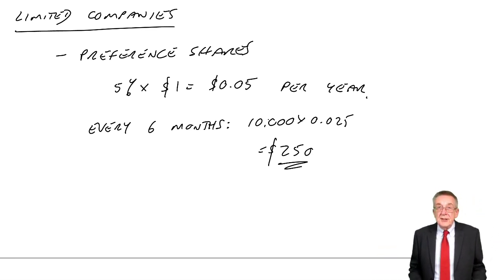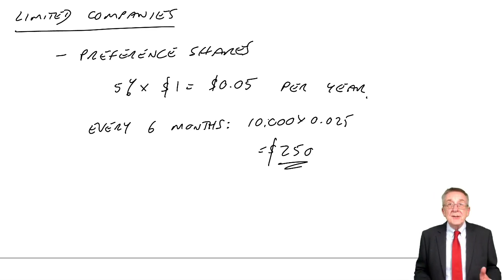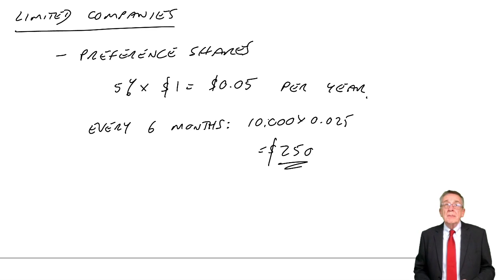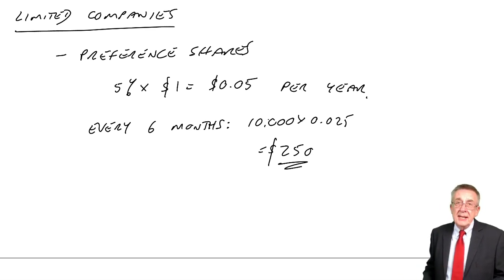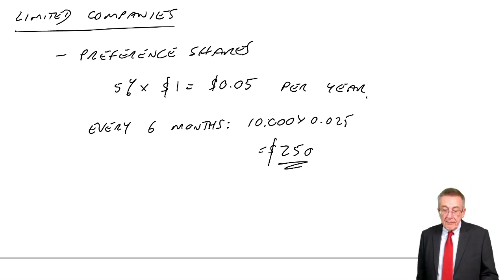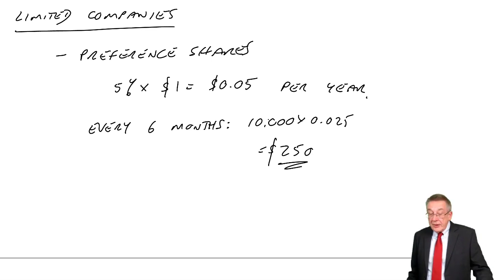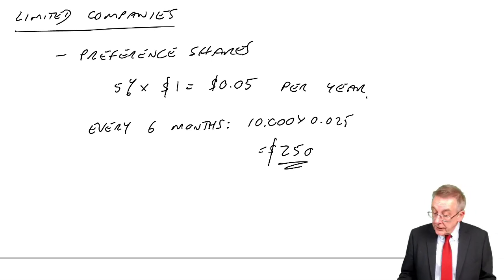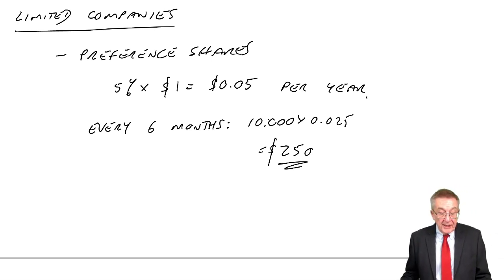And the dividends, just like ordinary dividends, aren't shown on the statement of profit or loss. It reduces the retained earnings. Over the page, just two more statements that could be mentioned.